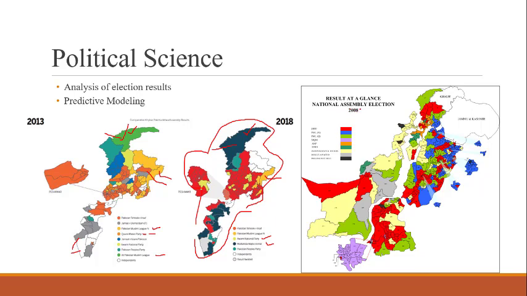Result at a glance: National Assembly election 2008. So in 2008, here we can see different areas or boundaries. That is, in 2008, it was PPP on top. So this is the map of the National Assembly election in 2008, and here you can see that different areas are covered with this red color, which indicates PPP in these areas. So for political purposes, you can use GIS for mapping.